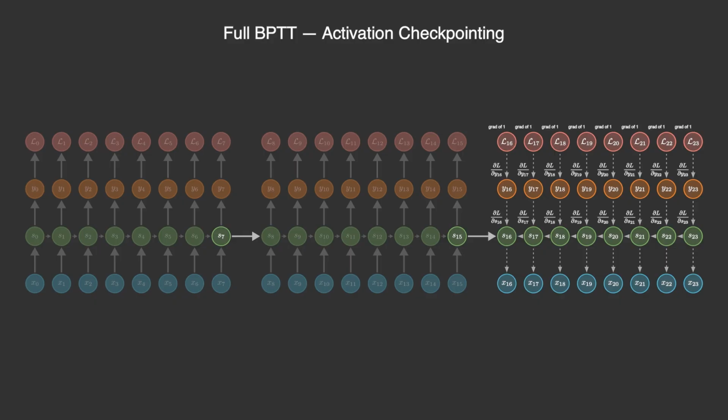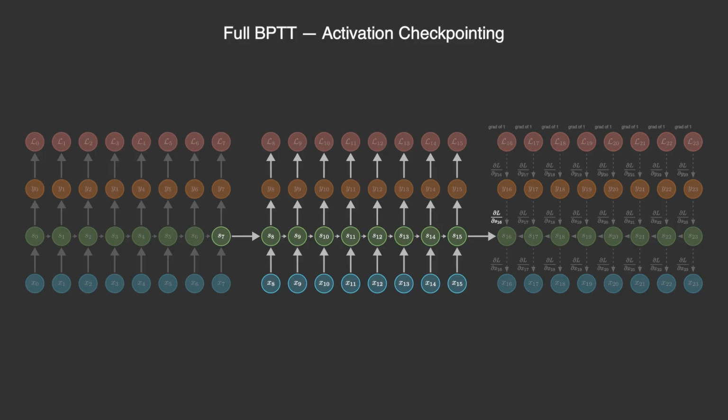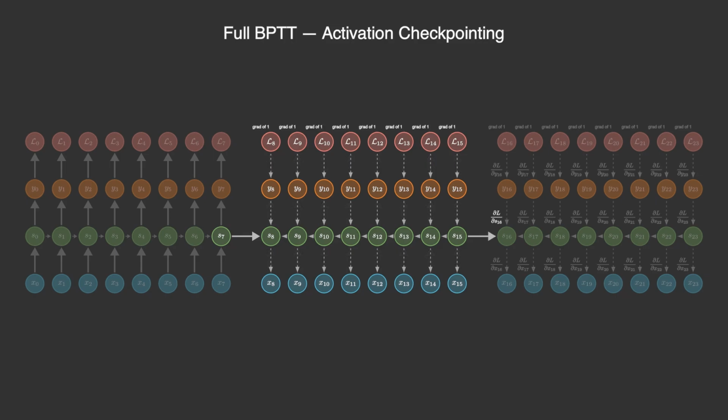Then gradients flow backward through this chunk normally. Parameter gradients are accumulated, and then we free this chunk's memory. We also keep the first gradient of the chunk, and for the chunk before, we need those activations back, so we rerun the forward pass from the safe checkpoint. The hidden state at the chunk boundary gives us the exact starting point. And yeah, it unrolls again. We recover all intermediate states and then backpropagate through them.